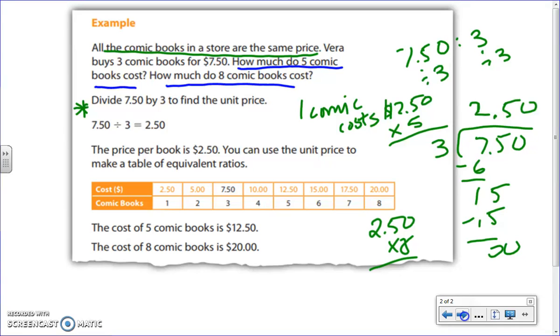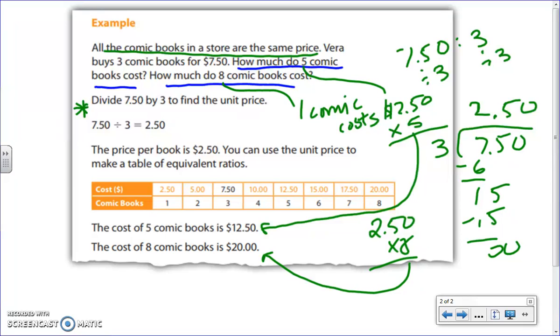Alright, and so when I multiply $2.50 times 5, I will get $12.50, or when I multiply by 8, I'll get $20. So you can see that that's one way. One approach would be to find the unit price and just quickly solve the problem using multiplication with the 5 and the 8.